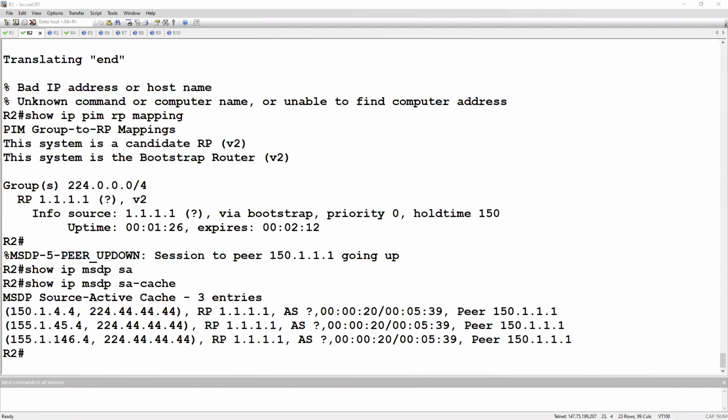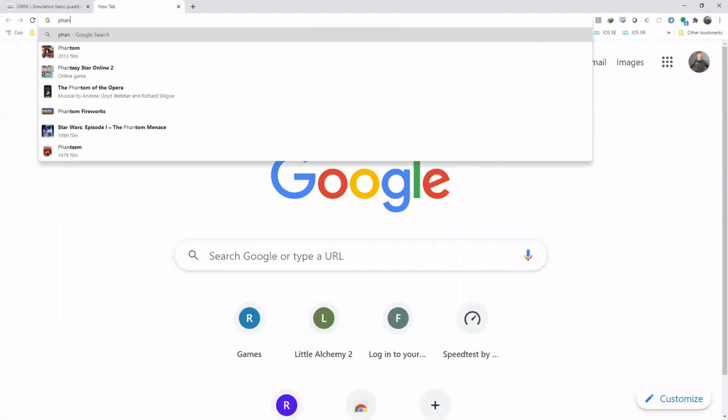Okay, there's a question: is it not possible to achieve active standby RP redundancy with Anycast just by announcing the same RP address with different masks and avoiding using MSDP at all? Yes, you can. And that feature is called Phantom RP.